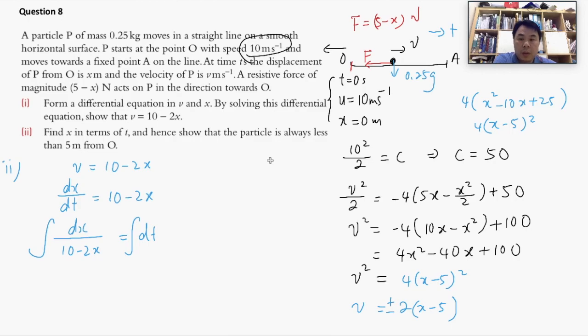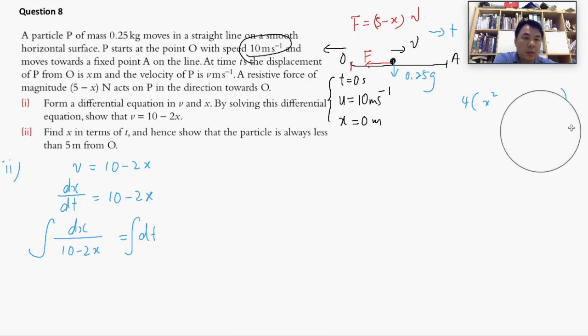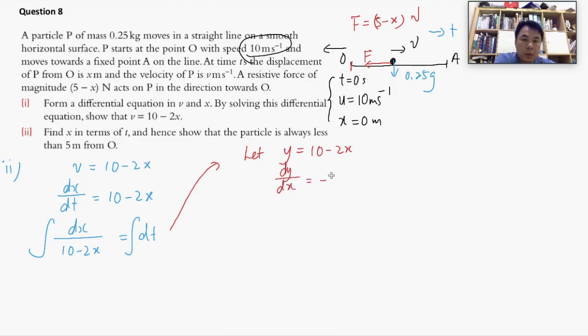Okay, all right, integrate this. Up to you how you want to do that. Just let me show you how we're going to do it correctly. I'm going to proceed on here. We will let y be 10 minus 2x. dy over dx is equal to negative 2 here. Therefore, we can write down dx is actually negative half dy. Okay.